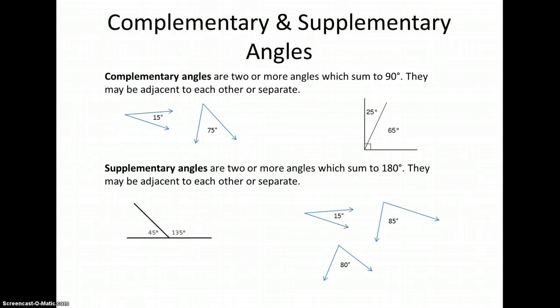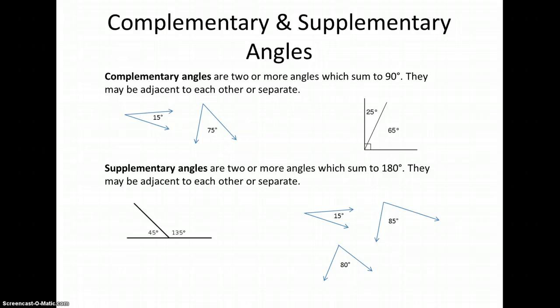Complementary angles are two or more angles whose measures add up to 90 degrees. They may be next to each other, adjacent, or they may be apart from each other in the picture. On the left, we have separate angles, 15 degrees and 75 degrees. Together they make 90 degrees. These are complementary to each other.